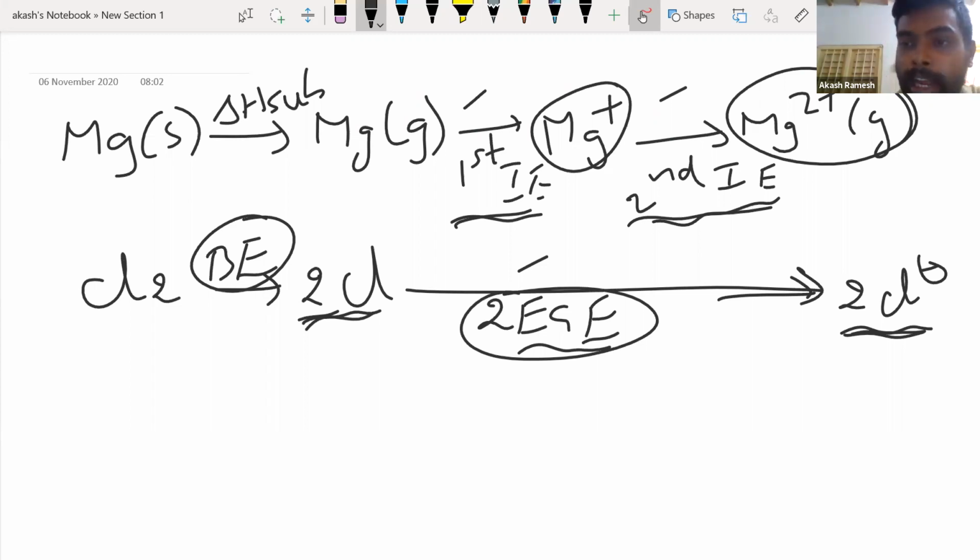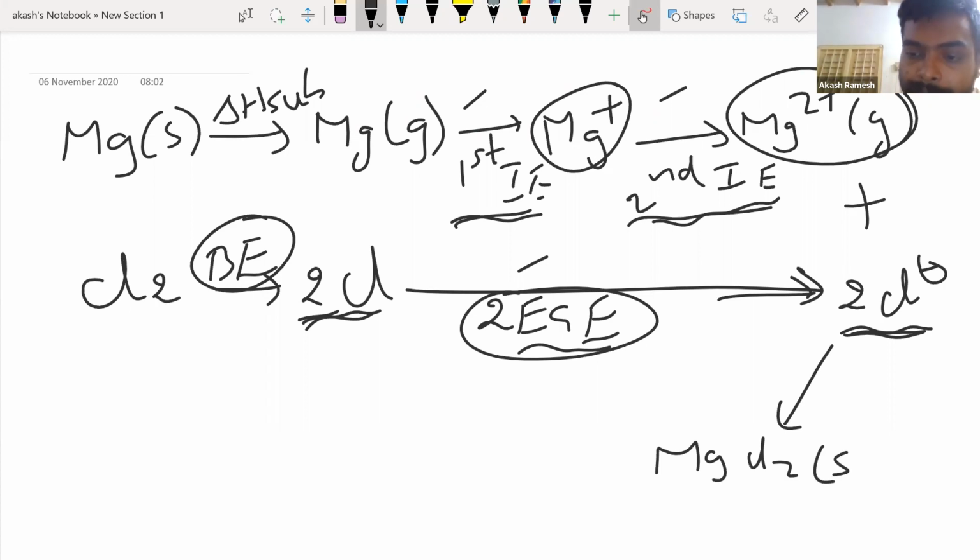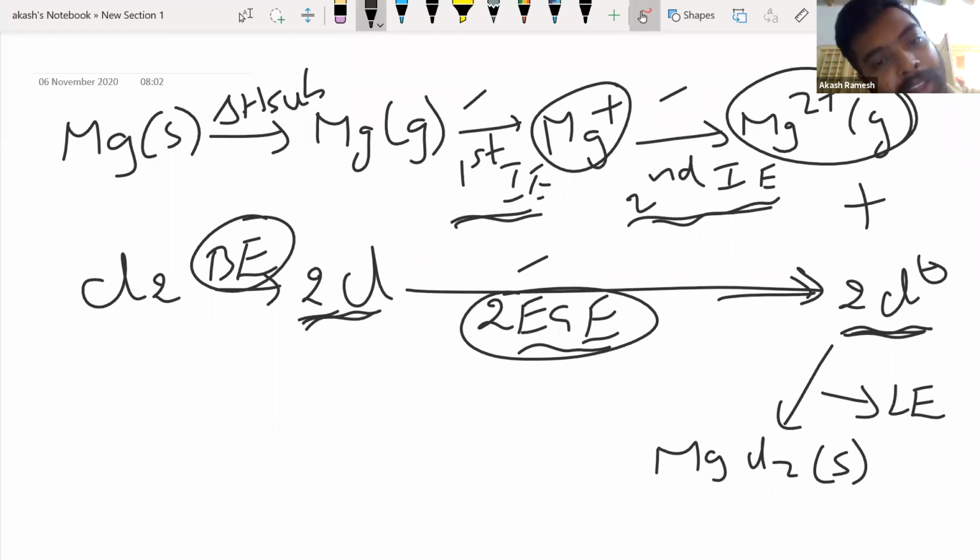Fine. Now, obviously, I have the Mg2+ and the 2 Cl-. They are going to form MgCl2, the crystal solid, right? And obviously, the energy released is going to be my lattice energy. And again, you have to make sure that all the energy supplied is on one side, all the energy released on another side, and that's it, right? You will be able to find what my lattice enthalpy is.